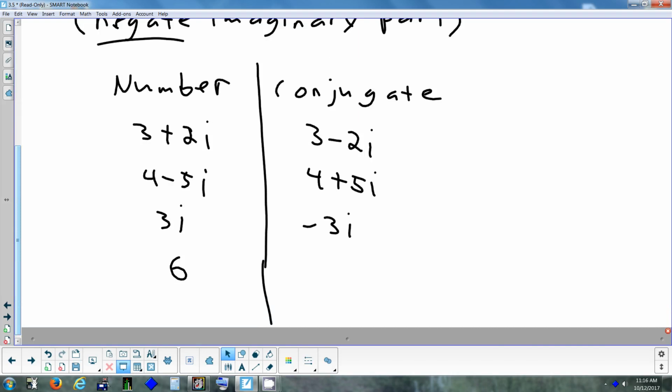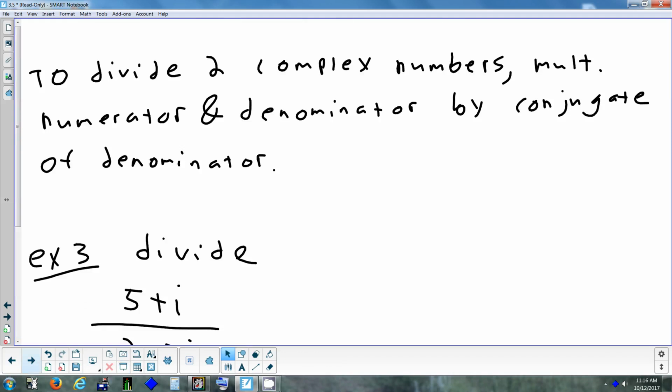And what about 6? Dan? Just 6. It stays the same. If you're like, well, wait, why does it stay the same? Think of it as 6 plus 0i. There's no imaginary part. The conjugate is 6 minus 0i. Same thing. Okay, so any question on how to find a conjugate? All right, now we can finish up with the review of complex numbers and do a division problem. And then after this, the rest of today is going to be very, very similar to what we did yesterday. We're going to find roots.